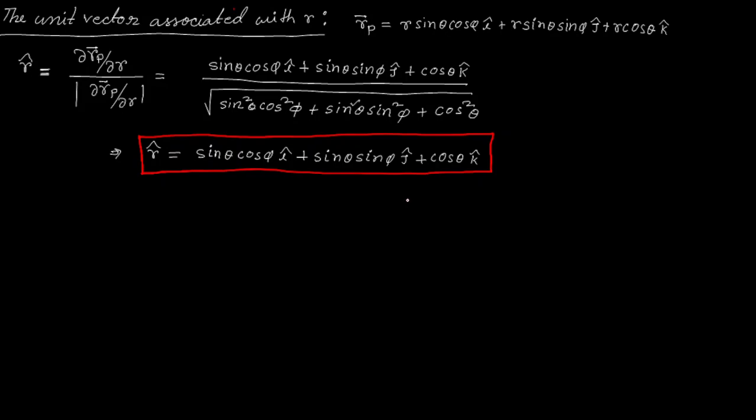In spherical polar coordinates, if we increase the value of r keeping theta and phi fixed, the direction of increment of r will be given by this unit vector r cap. Just like in the rectangular coordinate system, i cap gives the direction of increment of x, j cap gives the direction of increment of y, and k cap gives the direction of increment of z. Similarly, this r cap in spherical polar coordinates gives you the direction of increment of r.